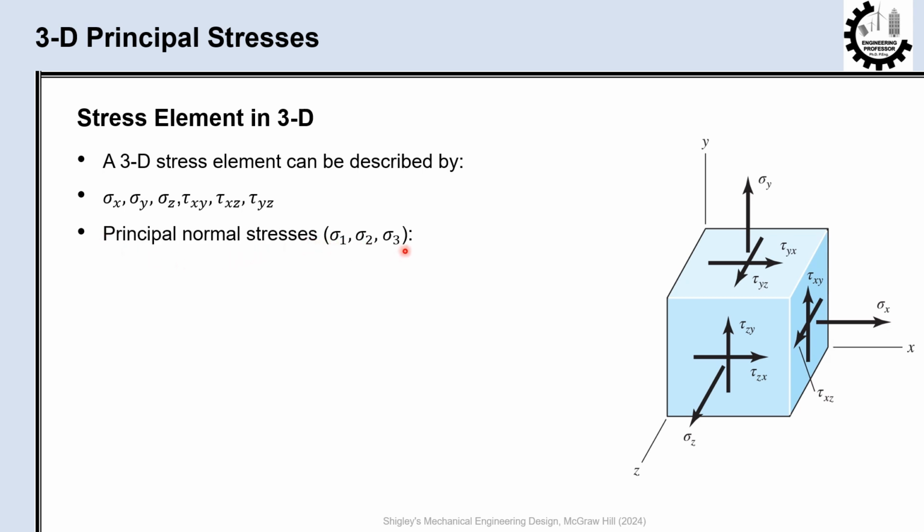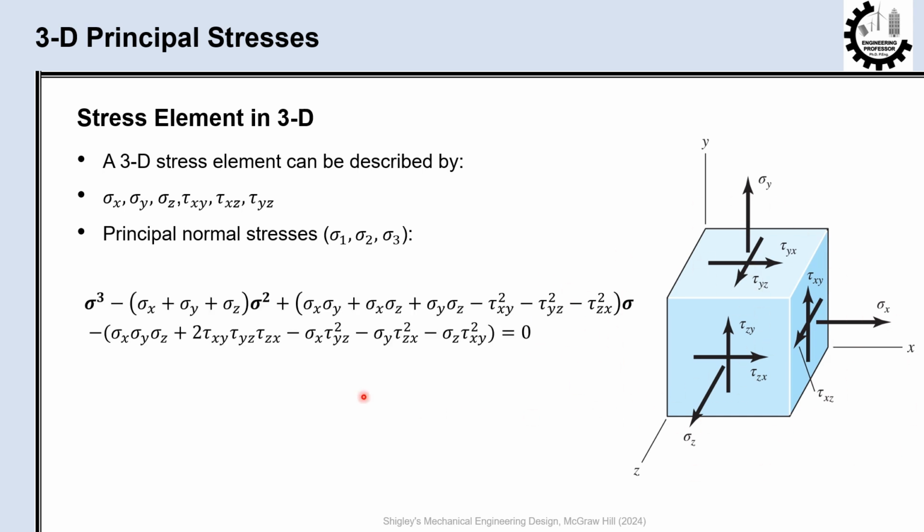The principal normal stresses occur on a particular orientation of a stress element for which the normal stresses take their extreme values, while all shear stress components are zero. For a three-dimensional stress element, the principal normal stresses can be found by solving the roots of the following cubic equation.